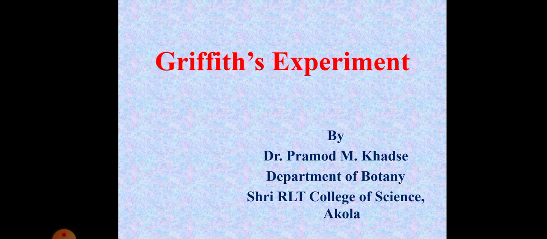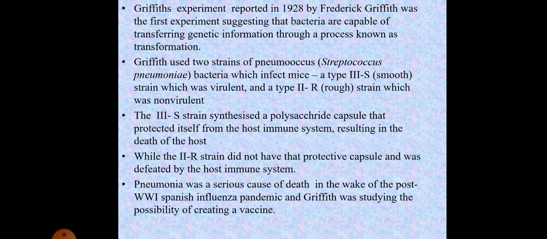Now we are going to discuss the Griffith experiments. This is the first topic of the first unit of semester 6. Here we study the Griffith experiment that was reported in 1928 by Frederick Griffith. It was the first experiment suggesting that bacteria are capable of transferring genetic information through a process of transformation.